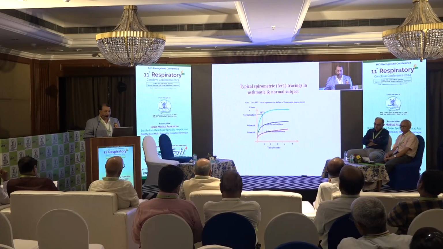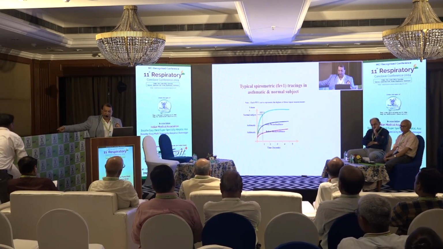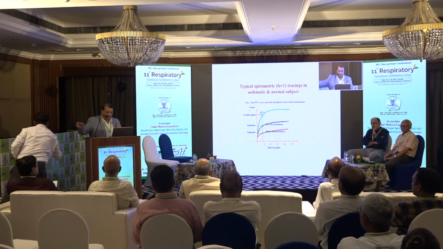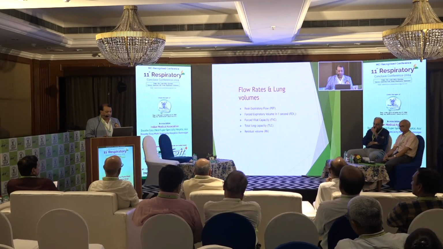An FEV1 value generally less than 1 liter is a major impairment if you measure it by spirometry. These are some graphical presentations of how we can identify the flow rates of lung volumes, after bronchodilator, before bronchodilator, and normal.